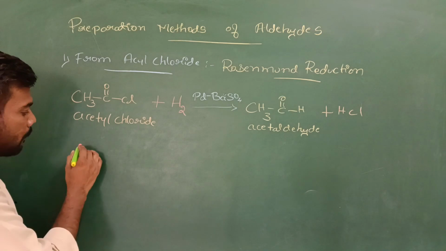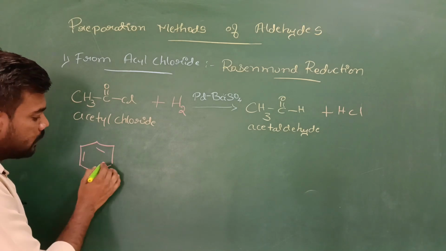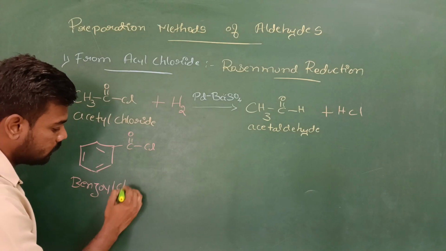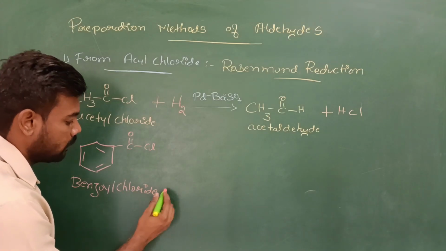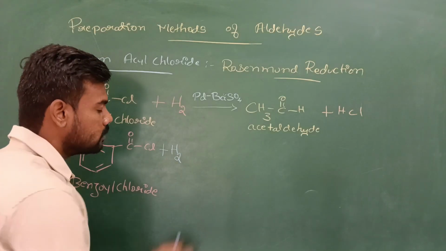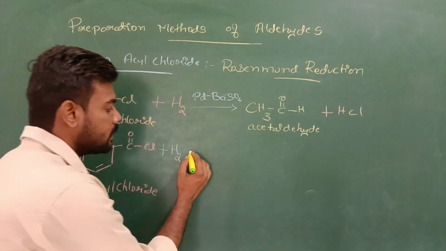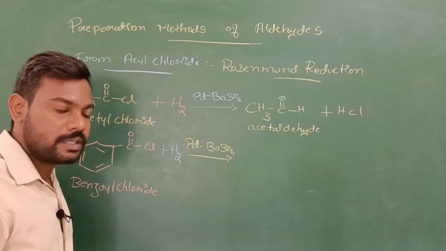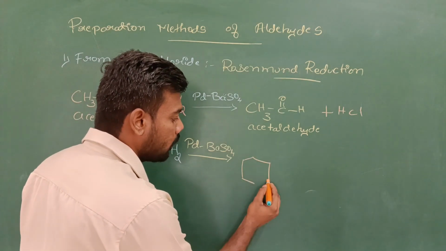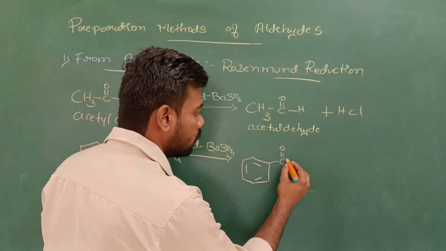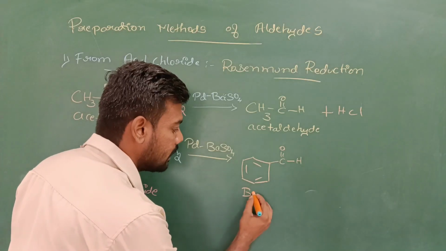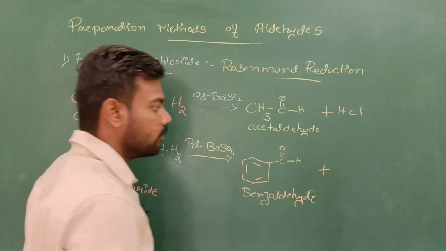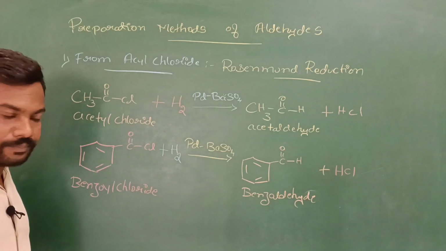The next example is when benzoyl chloride is reduced with hydrogen in the presence of palladium barium sulfate, which is known as a poison catalyst, to form benzaldehyde, and it also forms HCl. Clear?